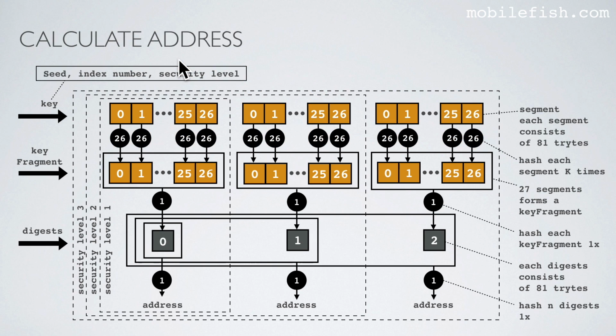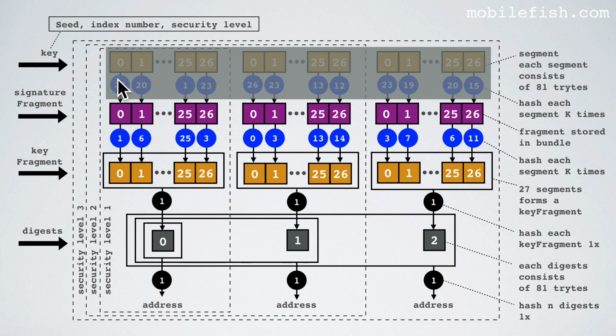And how is an IOTA address calculated? You take the key, each segment is hashed 26 times. You combine 27 segments together, which forms a key fragment. Each key fragment is hashed one time to get the digest. The digest is hashed one time to get the address. And this is how an IOTA address is calculated. This number 26 is the same as these two values added together.